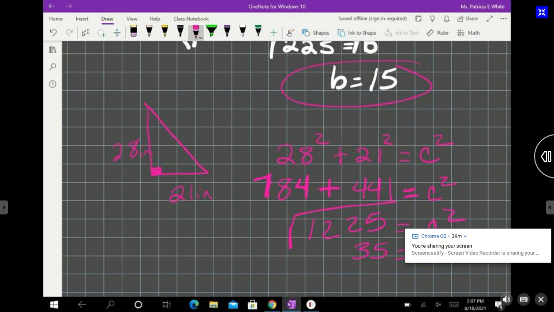after it says leg 7 and leg 24, I want you to put a 25 in that box. Yep, right there. 25 in that one.